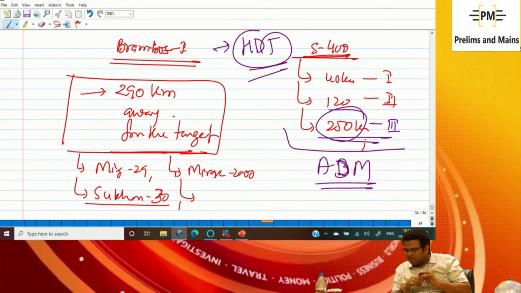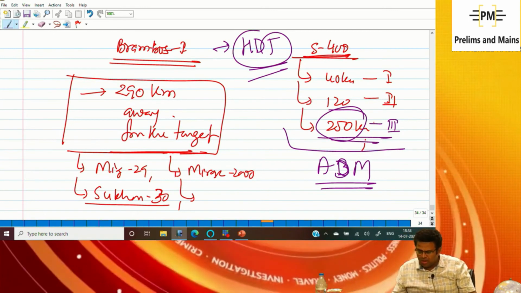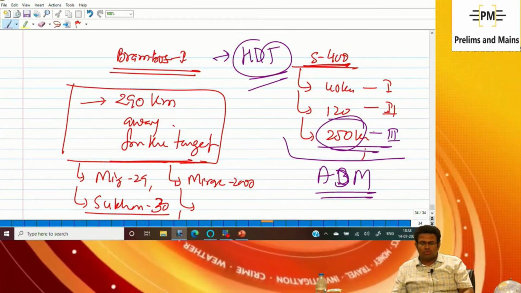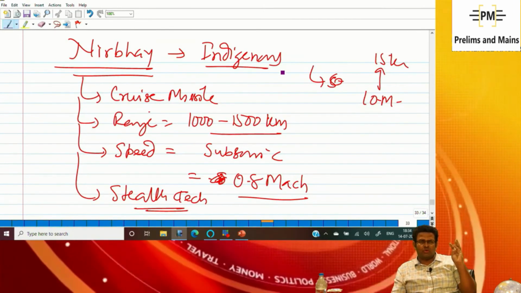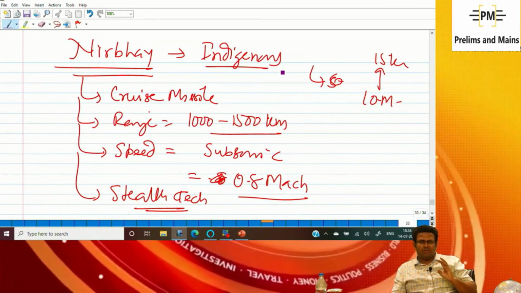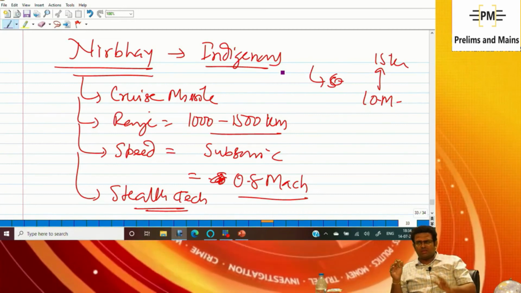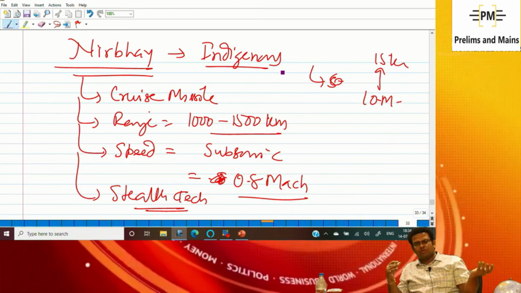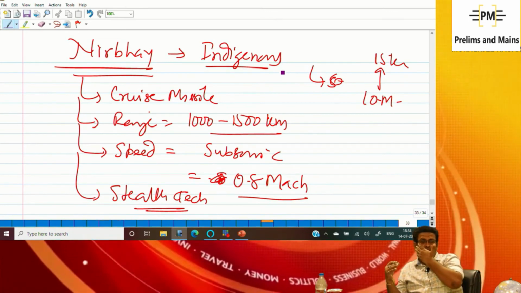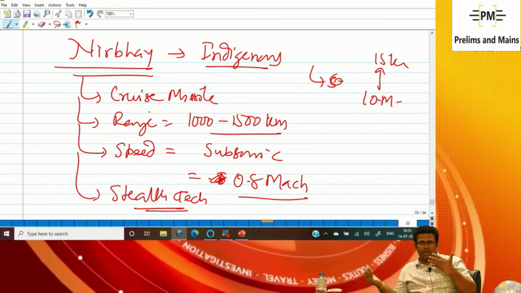So we have seen about this one. Perhaps you have been able to see the cruise missile also. The cruise missiles are BrahMos 1, BrahMos 2, which is going to come, and Nirbhay is already there. We have understood what the boost phase is, what the cruise phase is, how it is working, and how it is targeting.